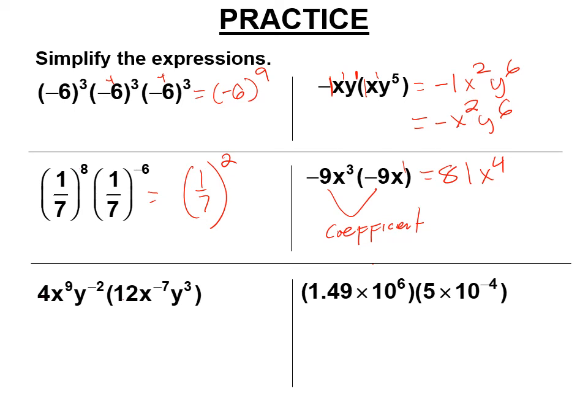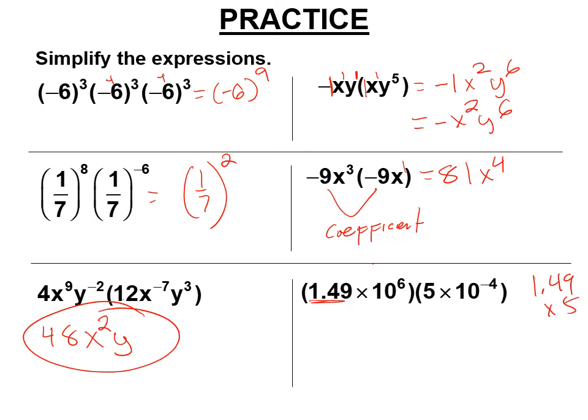Coefficients, 4 times 12, 48. X to the 9th times x to the negative 7th. 9 plus negative 7, 2, x squared. Y to the negative 2nd times y cubed, y to the 1st. We're not going to write y to the 1st. We're going to write y. 48 x squared y.